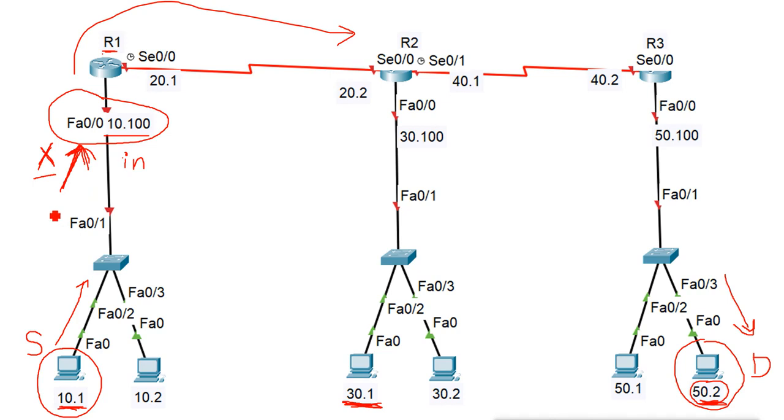If it is allowed, then what will it do? It will allow it to go. That means it will allow all the traffic for this machine, like 10.1 can go everywhere, but it is only not allowed to access this 50.2.